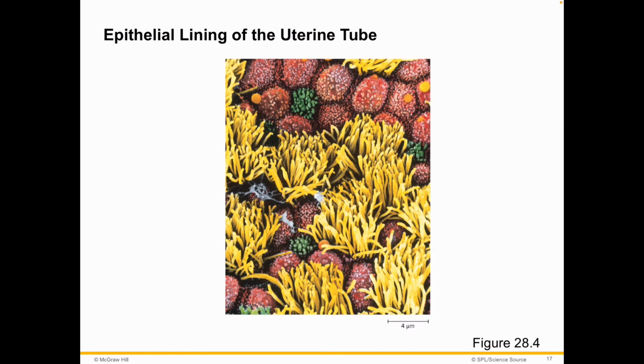The epithelial lining of the uterine tube, as we talked about, has all these little ciliated cells. Remember cilia out here, to allow ebb and flow in the tube. And that's it. We'll end it on that beautiful photo right there.